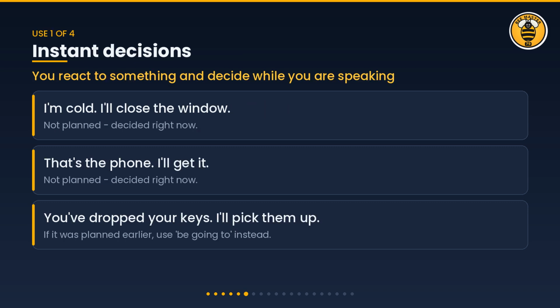Use number 1. Decisions made at the moment of speaking. Something happens, you react, and you decide while the sentence is coming out of your mouth. I'm cold. I'll close the window. That's the phone. I'll get it. Neither speaker planned anything. That is the natural home of will. If you had already made the plan this morning, you would say I'm going to close the window instead.